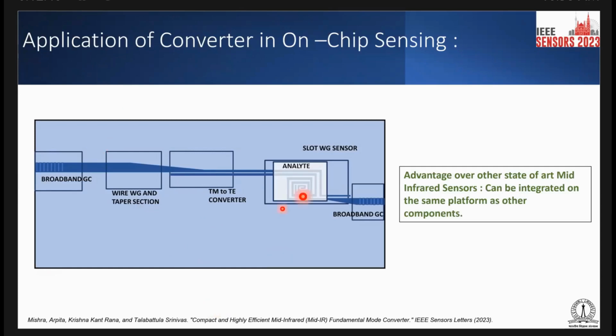This is our prototype which we are planning to fabricate. It has a broadband grating coupler, which was also published earlier, and a wire waveguide and taper waveguide section. Then this part is the TM to TE converter we are using, and here this is the slot waveguide based sensor where we will put the analyte, and then we can take the output. This is the prototype which we are proposing.